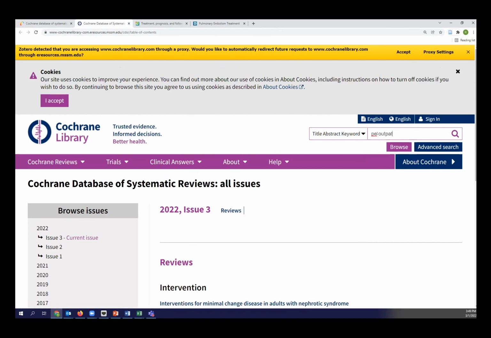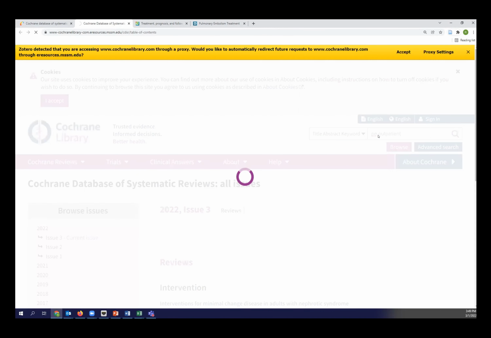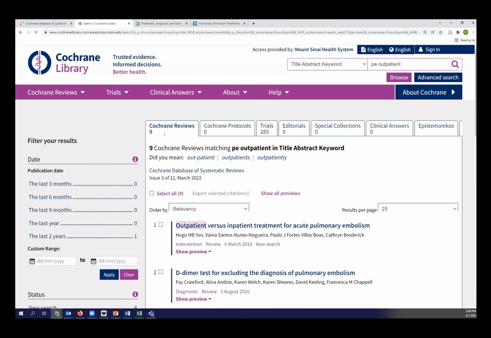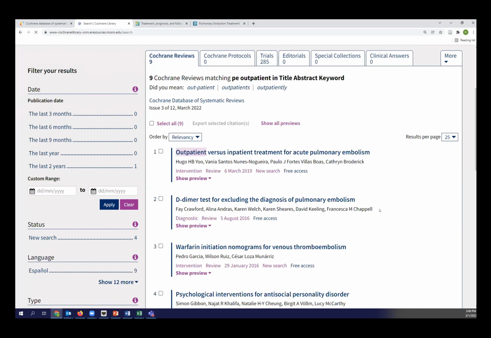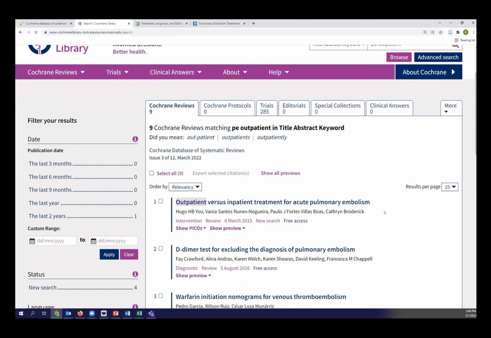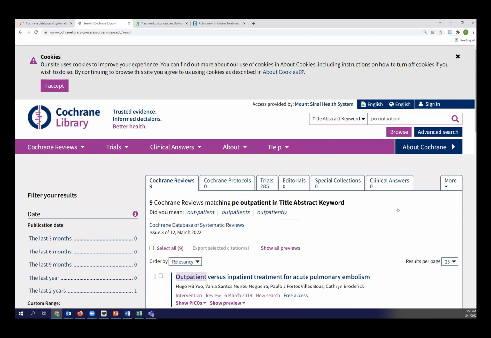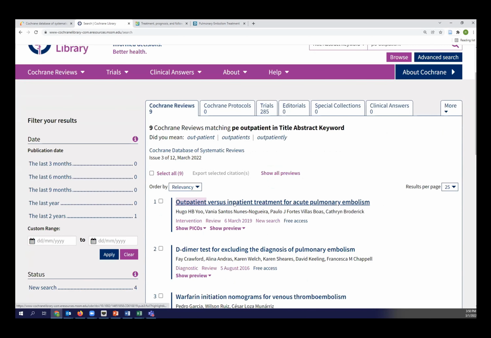So once again, I'm going to run my search for PE outpatient. And if I were to run a search like this in PubMed, I'd be looking at thousands and thousands of results. You're going to see in the Cochrane Database of Reviews, I'm getting 9, right? So it's very easy to look in Cochrane and see, is there something here that's going to answer my question? And if not, no problem, I can very quickly move on. So we've got outpatient versus inpatient treatment for acute PE. Sounds pretty good.